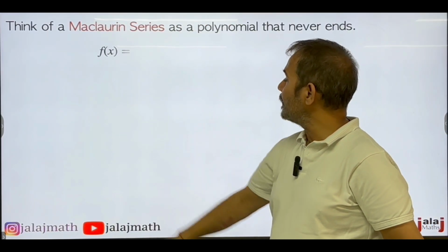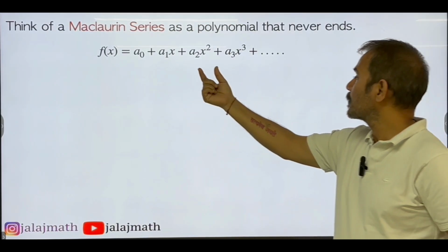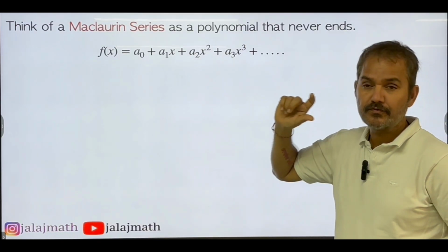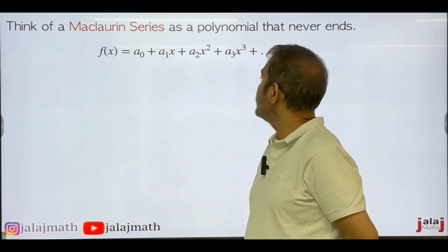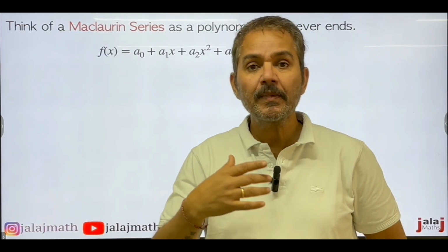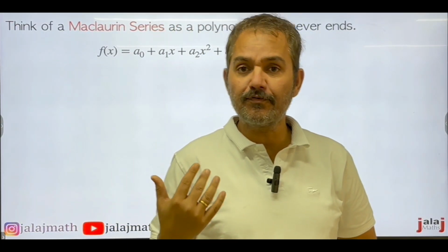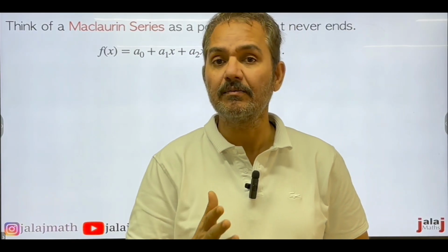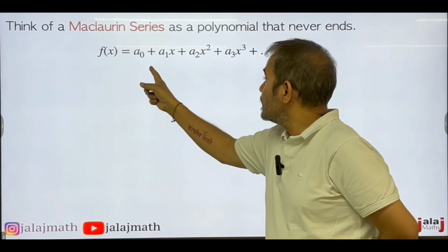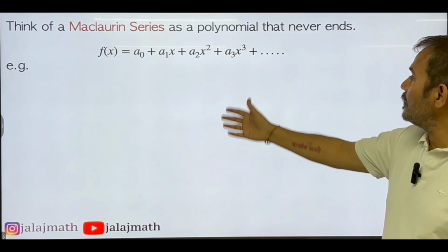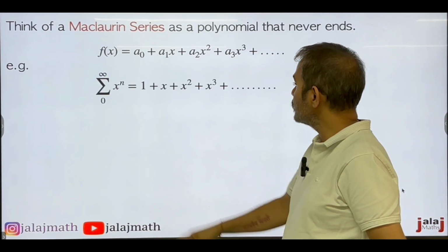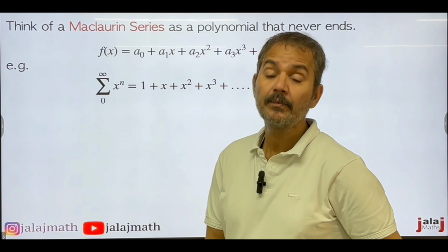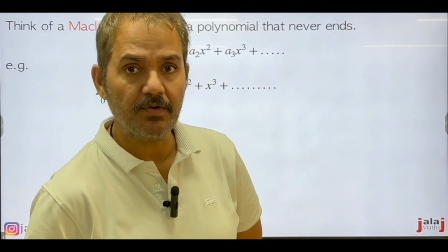If you write a general Maclaurin series, this is how it looks. a0 plus a1x plus a2x squared and so on and so forth, where a0, a1, a2, a3 are coefficients of the Maclaurin series, and each of these are real numbers. Now, an example of this could be this infinite series 1 plus x plus x squared plus x cubed and so on and so forth. So this is a Maclaurin series.